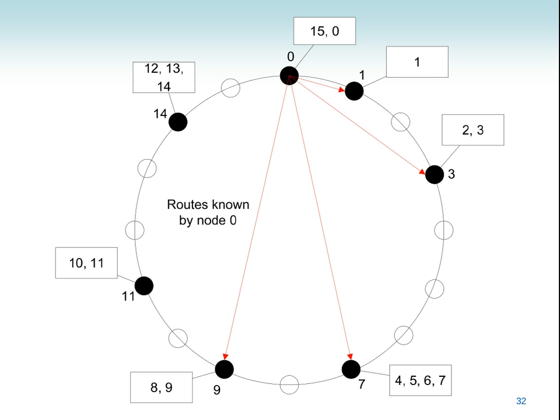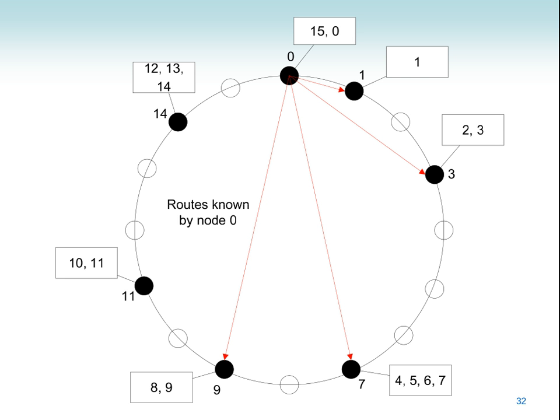1 position away, 2 positions away, 4 positions away, 8 positions away. Which ones exist? 2 does not. So in fact, the next node along is node 3. This is the next node. 3 exists. Well, we've already got 3. We don't maintain 2 routes. We've already got it in our table.